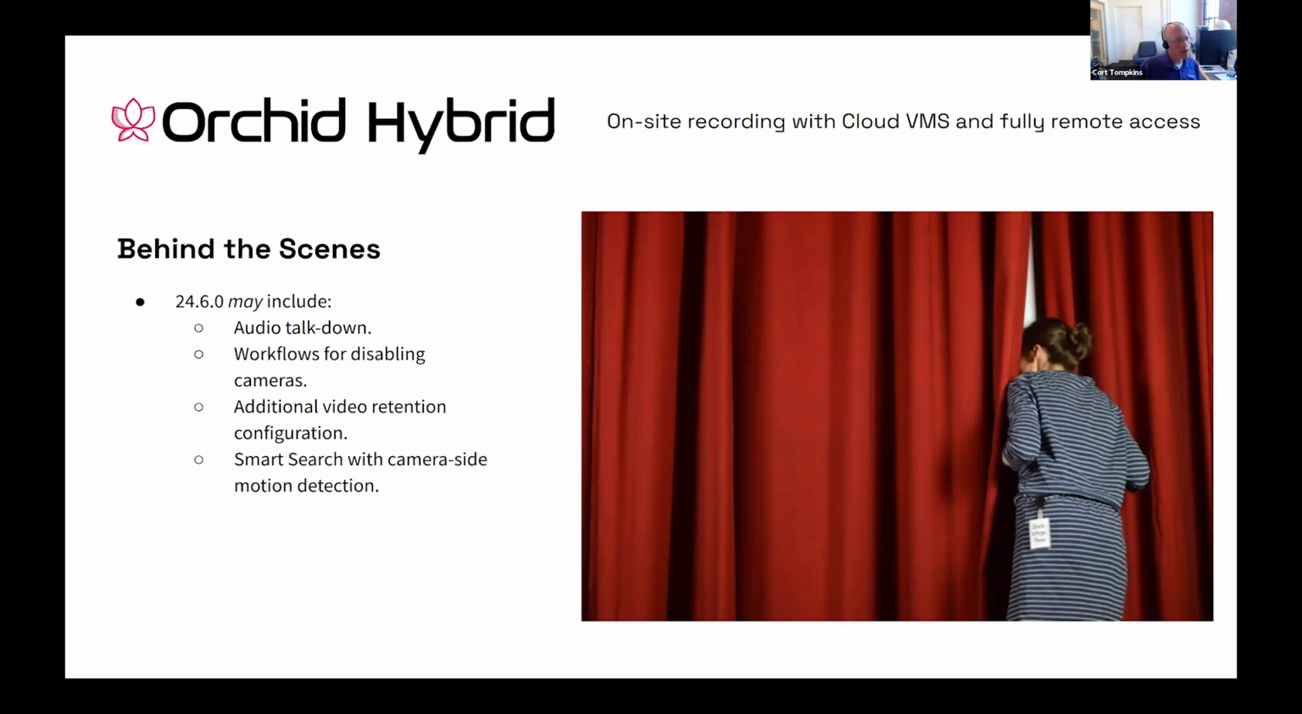Right now in Orchid, if you have a camera that you sort of want to remove, in order to free up a camera license, you have to delete that camera. That means that the video is no longer accessible. In 24.6, you'll just be able to disable that camera. You'll still be able to access the camera, access the video, but it will free up a license so you can install a replacement camera, install a temporary camera, workflows like that.